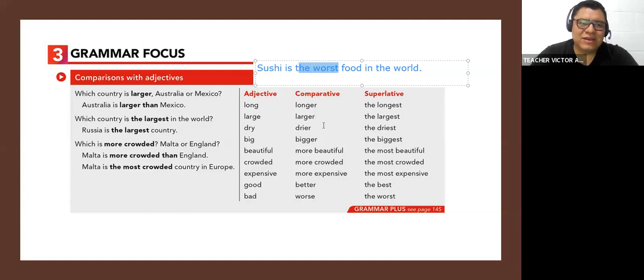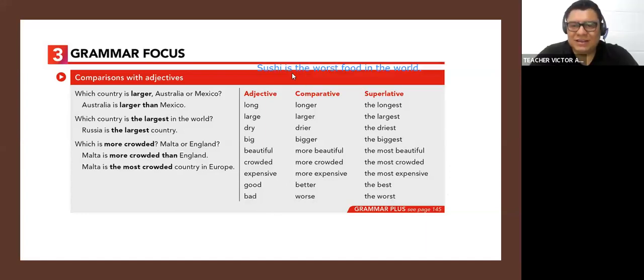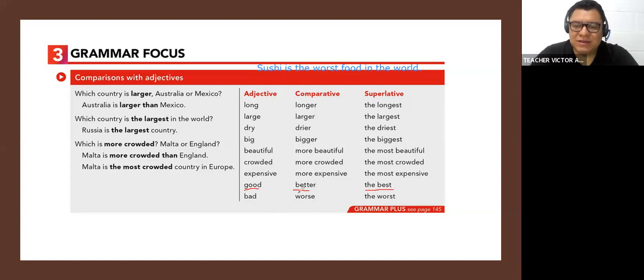No, you have no idea? Okay. Something like the opposite of best, like really, really bad. Exactly. So we have here, and I want you to pay attention to the screen, guys, that we have good, better, the best. The best is the superlative.